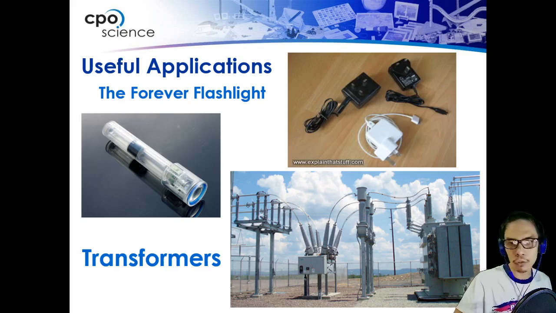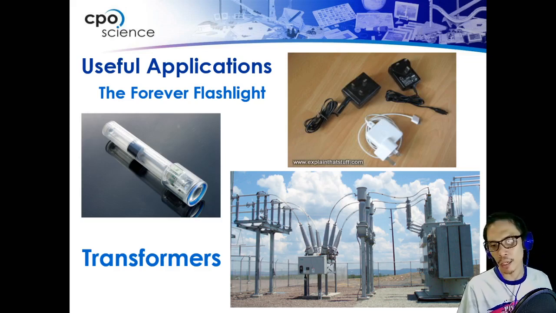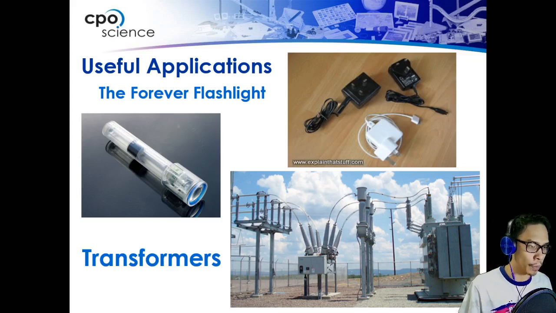Alright, so let's go to the last part of our video lesson. What are the useful applications of Faraday's law of electromagnetic induction? I think if we didn't have electromagnetic induction discovered by Michael Faraday, we basically wouldn't have the modern world that we have right now. Why? Because all the stuff that we use, the computer, the laptop, the electricity that we use, uses electricity that is produced in a process called electromagnetic induction.